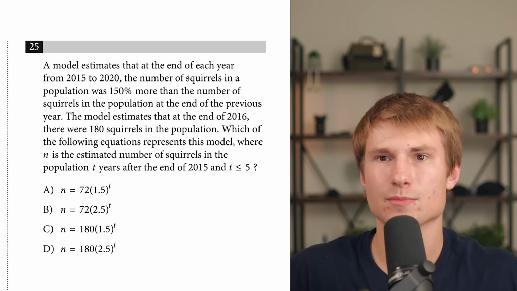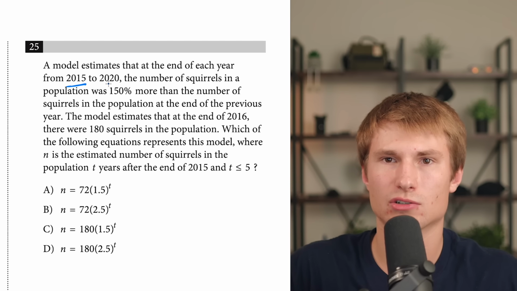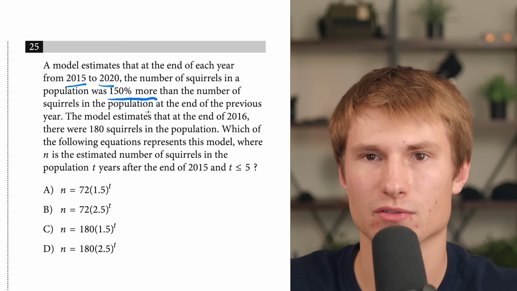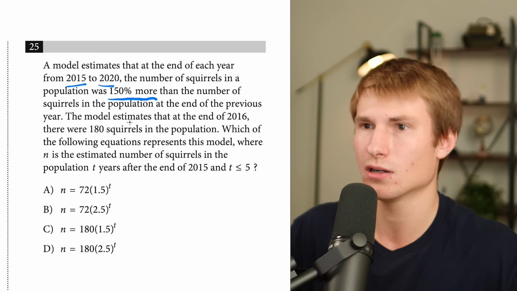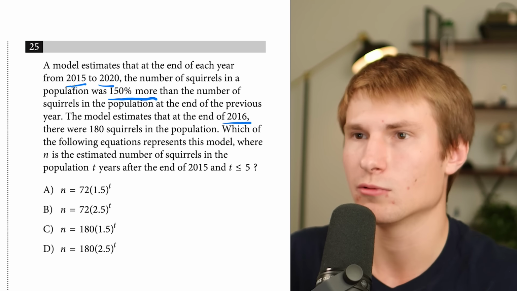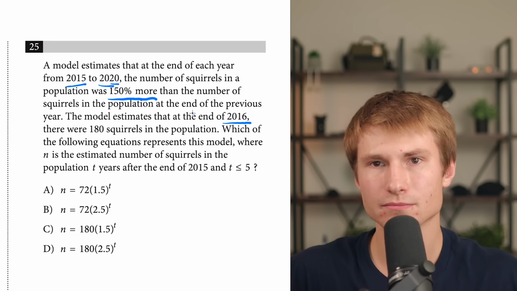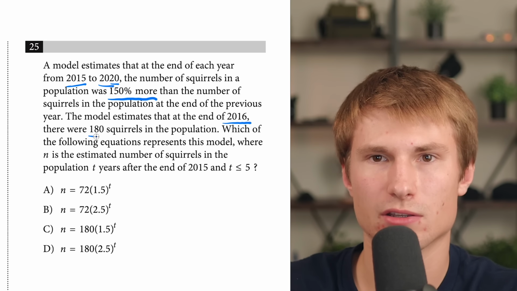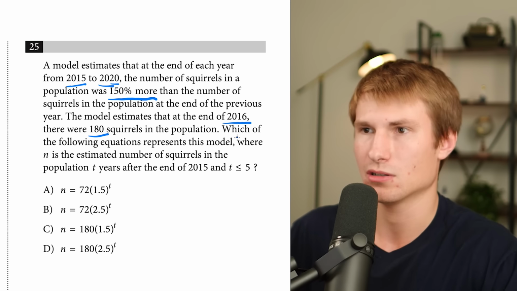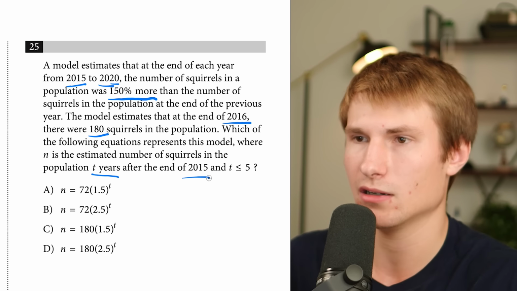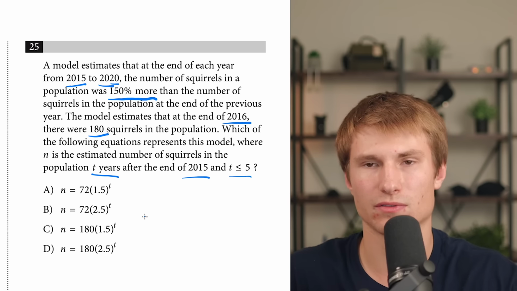Okay, here's question number 25. All right, a model estimates that at the end of each year from 2015 to 2020, the number of squirrels in a population was 150% more than the number of squirrels in the population at the end of the previous year. The model estimates that at the end of 2016, there were 180 squirrels in the population. Which of the following equations represents this model, where n is the estimated number of squirrels in the population t years after the end of 2015 and t is less than or equal to 5?